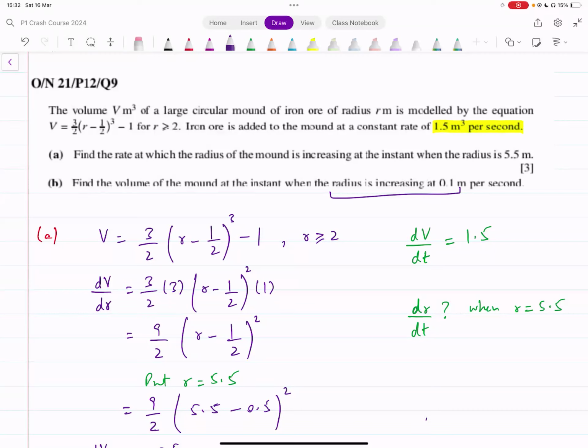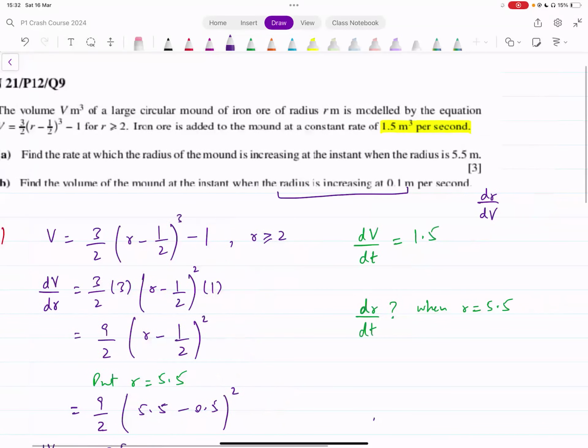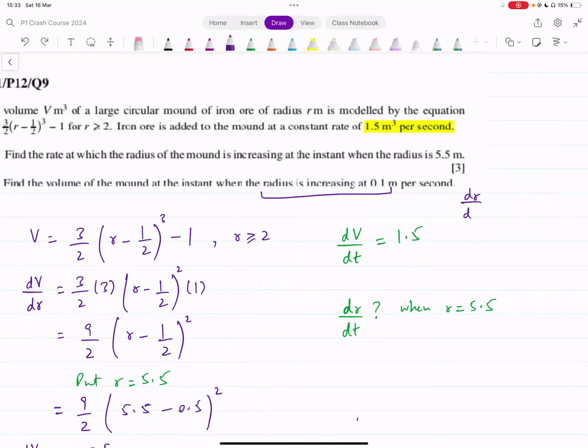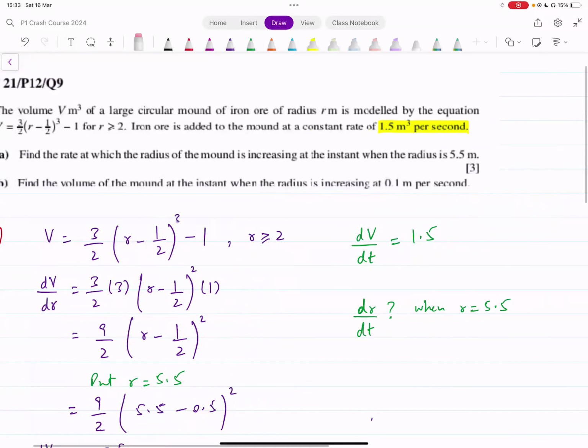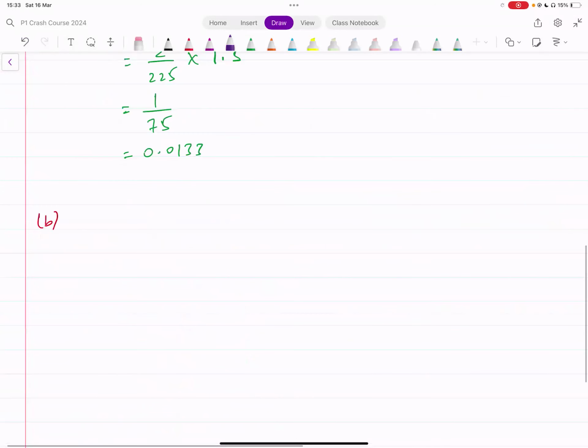dr over dv. Why v? No, sir, dr over dt. Yes, so dr over dt, right? So dr over dt is 0.1. That's what we're given. dr over dt, that is 0.1.